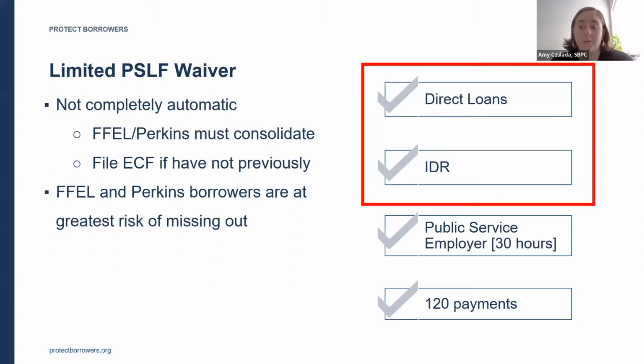And almost all borrowers, regardless of loan types, will have to certify with the Department of Education any periods of qualifying public service work since October 1st, 2007. And the idea there is that if the government doesn't know when you had qualifying work, it can't award the right number of credits.